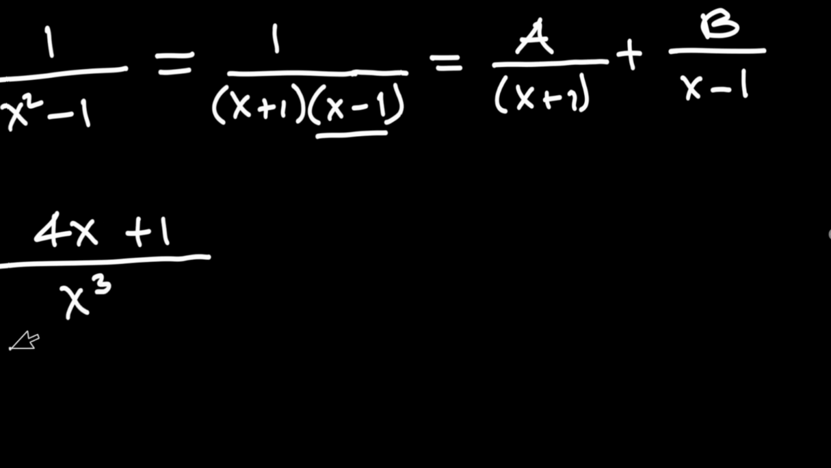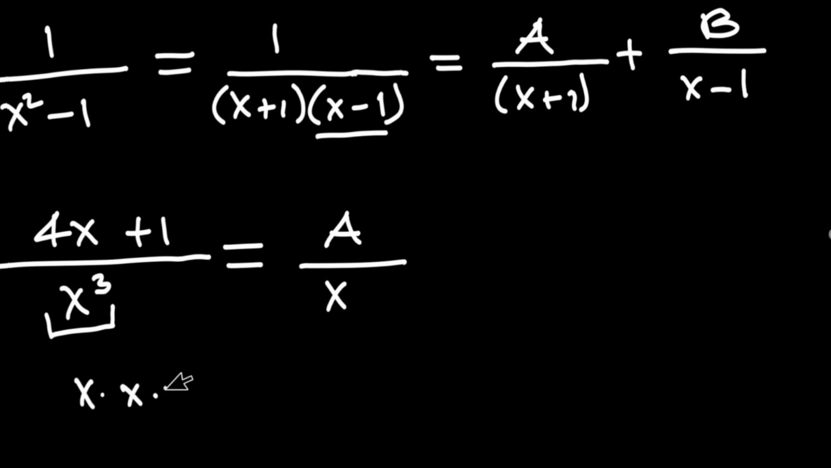So the very first thing I want to do is that I'm going to equate this one to, of course, a constant right here, then divided by x. Why x? This right here is reducible. We can reduce this one into x times x times x.